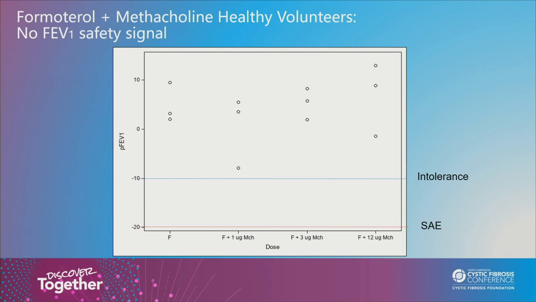And interestingly enough, at our highest dose, we have a few people that actually had what you could call significant improvement in FEV1, which we found somewhat interesting. Now, the numbers are really small, but at least that gives us good confidence that we can move then into a phase one exercise with our CF patients.